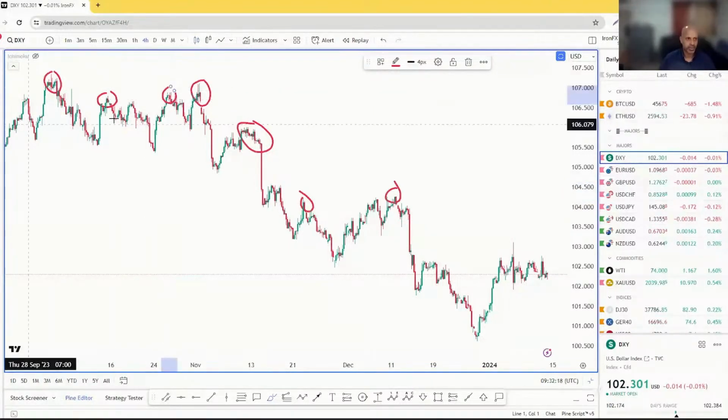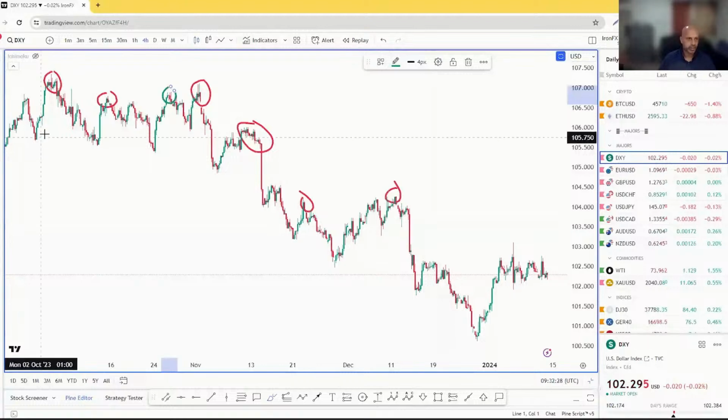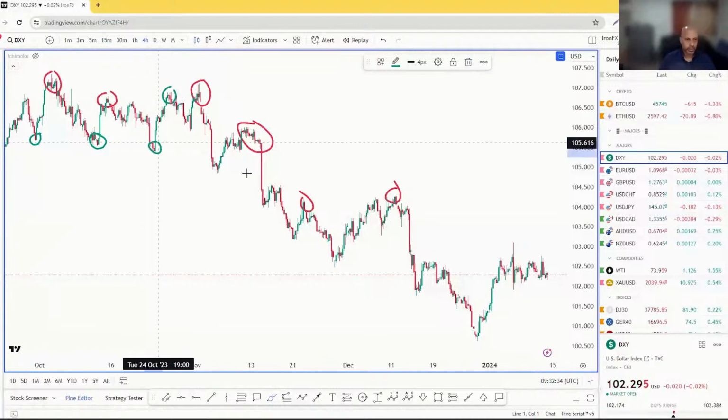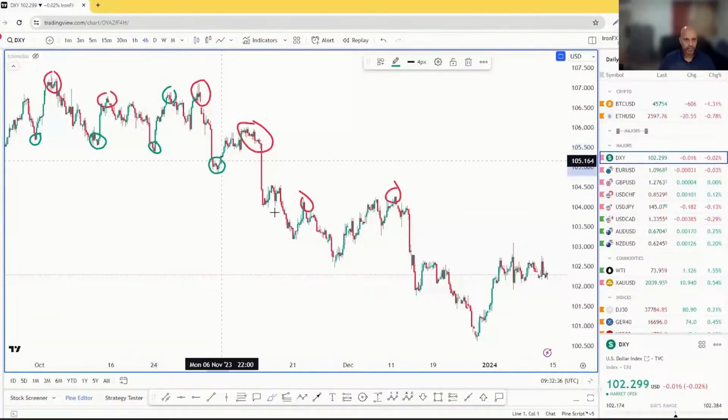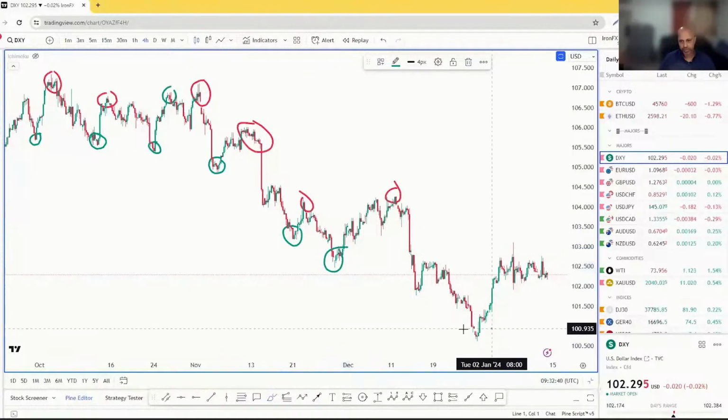So the red circles are highlighting the significant swing highs in red, and now I'm going to highlight the significant swing lows in green. So you can see here, this is a significant swing low. This is another swing low here as well. Here, here, here, and of course here, right?